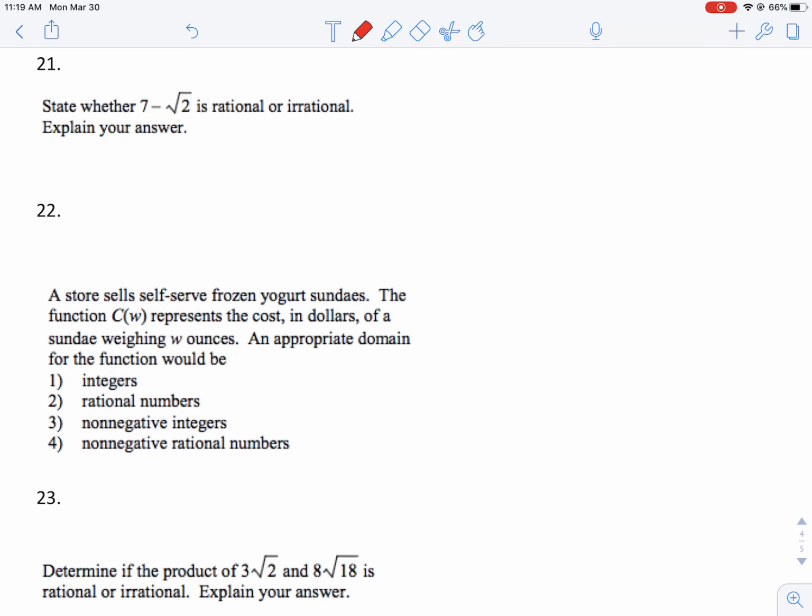Okay. So state whether 7 minus the square root of 2 is rational or irrational. Explain your answer. Okay. So let's take a look. 7 is a rational number. Now don't forget, subtraction is just like adding a negative number. So in this case, we have a rational number plus the square root of negative 2, which is an irrational number. So we have a rational plus an irrational, which is equal to an irrational number.